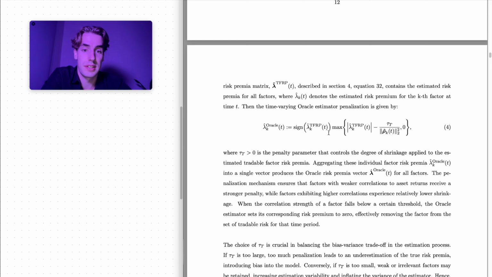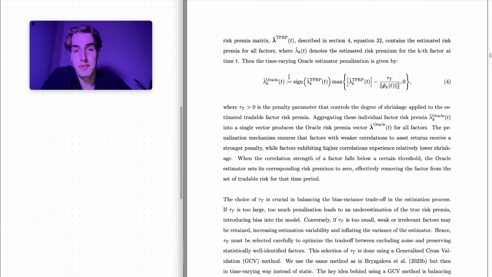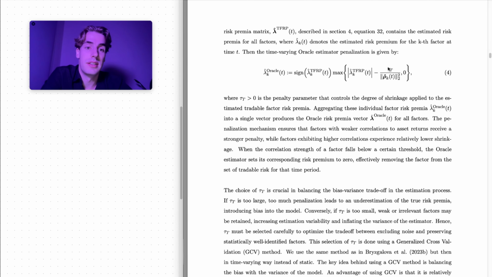This computation ensures that only factors that are not weak and not irrelevant stay in the model. We can do this for every factor, and then every time t as well, to obtain the time varying estimates of all the factors, where the factors that are weak or irrelevant for a certain period are set to 0. In this equation, the value of tau is very important, because it determines how much penalization is applied to this factor.